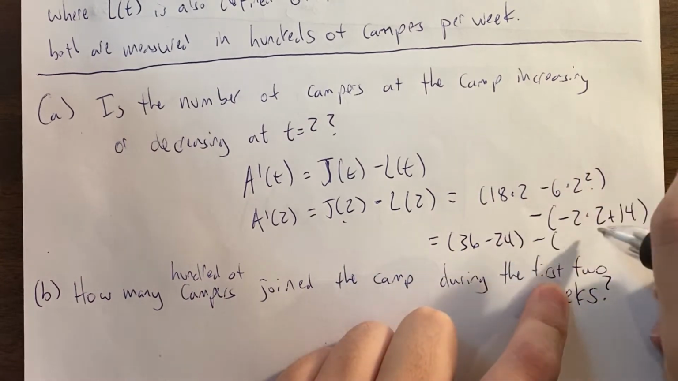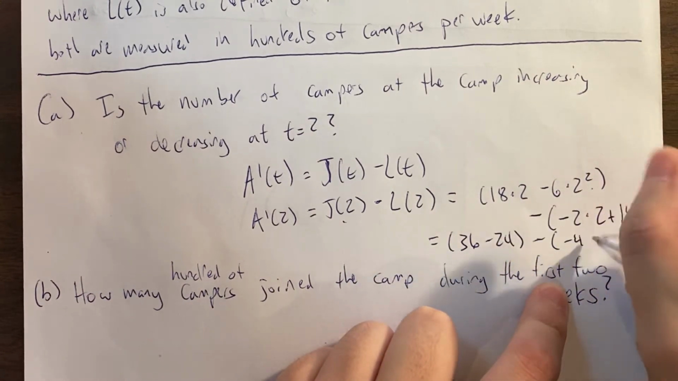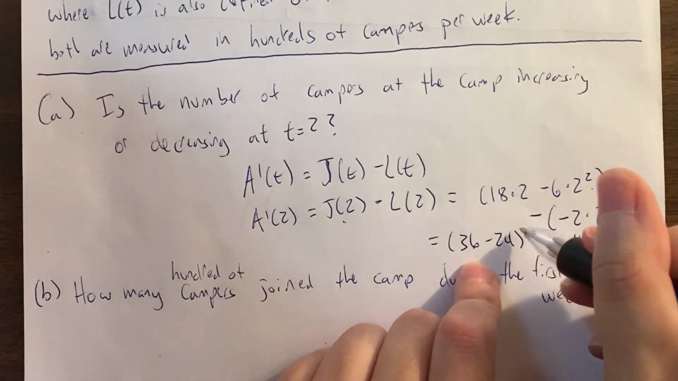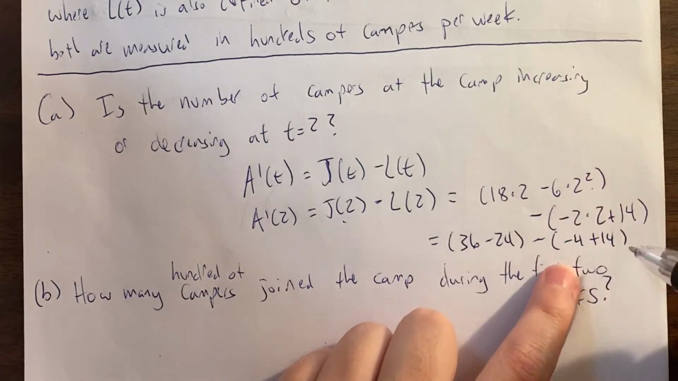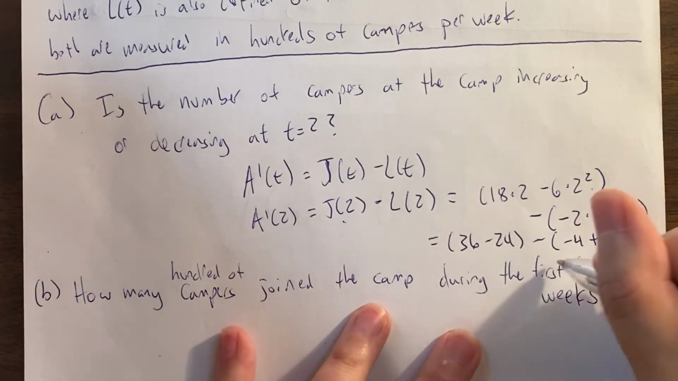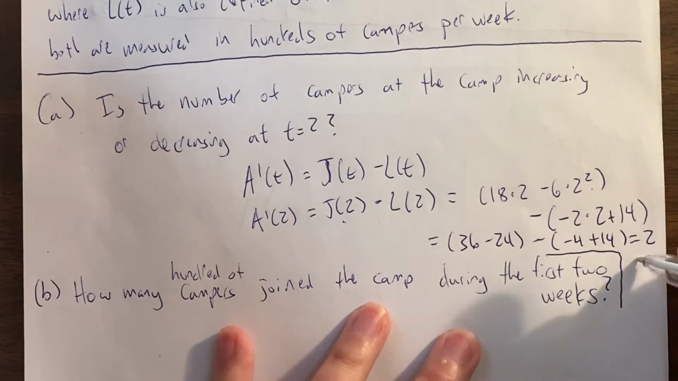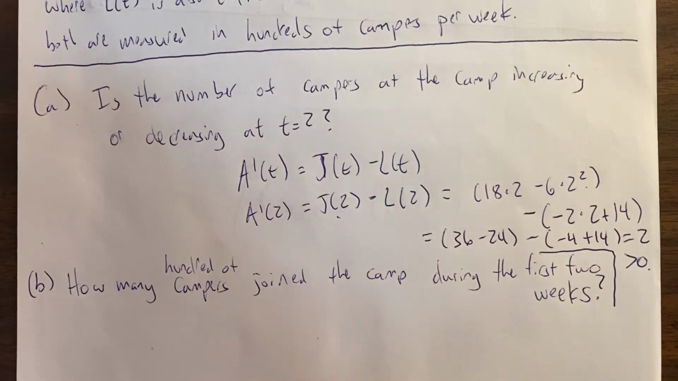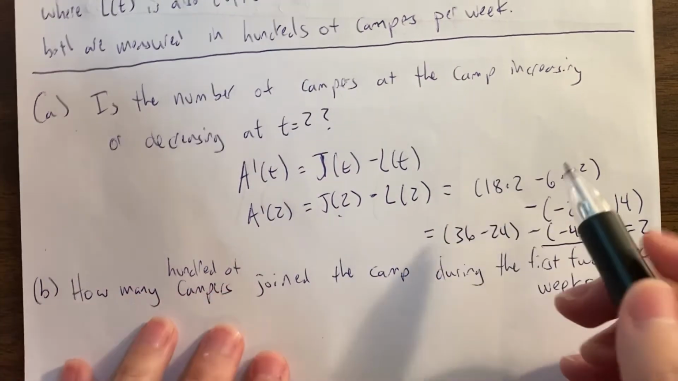If we keep going, negative 4 plus 14. So it looks like we're going to have 12 minus 10. So that's 2. And the only important thing about this number is that it's positive. I'm running out of room. Forgive me, please. But this is positive, which means that the number of campers will be increasing.